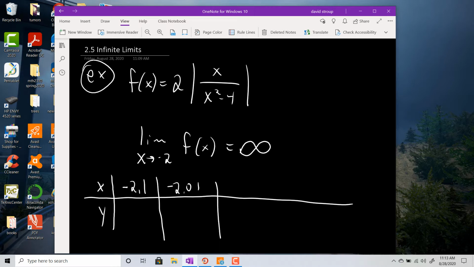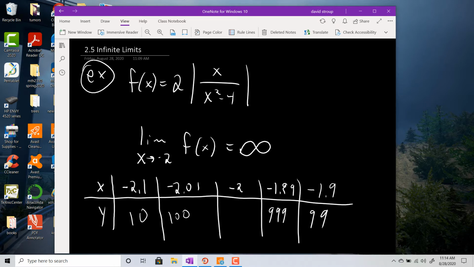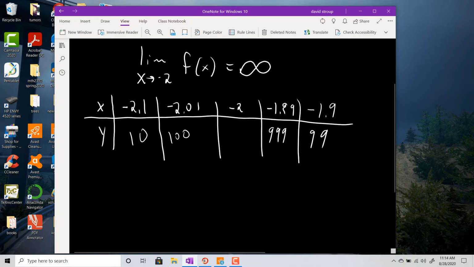And then, what happens exactly at -2. And then on the other side, that's the -1.9, or really closer, like -1.99. If you put the numbers into your calculator, you get approximately 10, 100, and it just keeps getting bigger and bigger. In this direction, you'd be getting like 999.7 something. This would be 99 something. So yeah, the numbers are getting bigger and bigger and bigger.